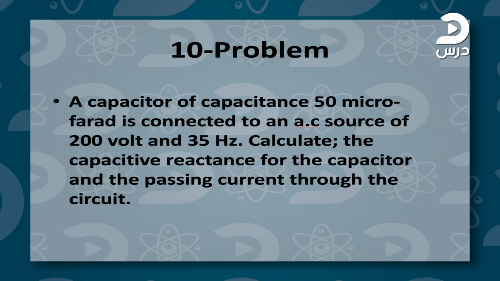Problem number 10. A capacitor of capacitance 50 microfarad, I must convert from microfarad to farad by multiplying by 10 to the negative 6, so I must find the XC, 1 over 2πfC. It is connected to an AC source of 200 volt and 35 hertz. Calculate number 1, the capacitive reactance of the capacitor. Number 2, the passing current through the circuit.